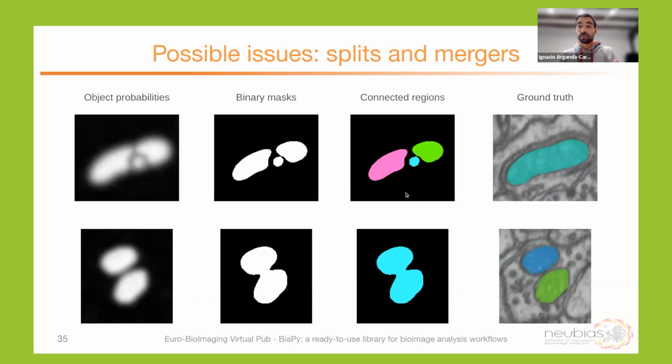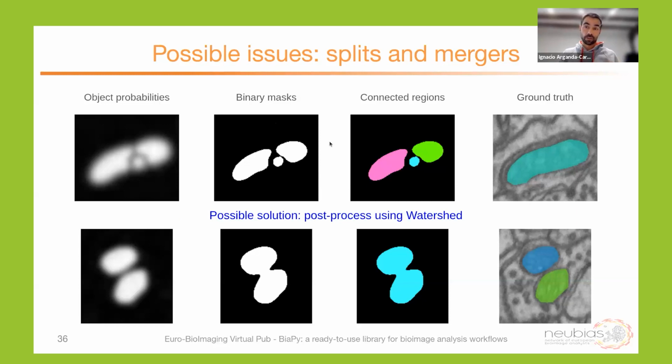Okay, but this doesn't come without issues. This is very fast. We can do it right away. But of course, when we binarize, we may run into problems because the object probabilities are never perfect, and the threshold is usually hard to get. So we can get out of a probability like this different objects where there should be one. This is called a split. Or we can merge objects where they should be different objects. This is called a merger. So the problem is that our results are going to be very sensitive to this binarization process. So can we do better?